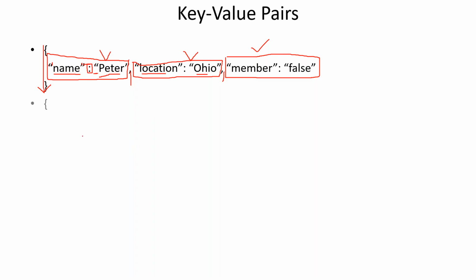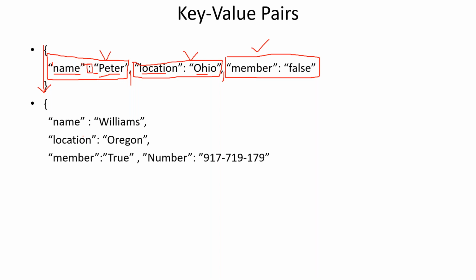Does writing the key value pairs in one line or in different lines matter? It doesn't matter.